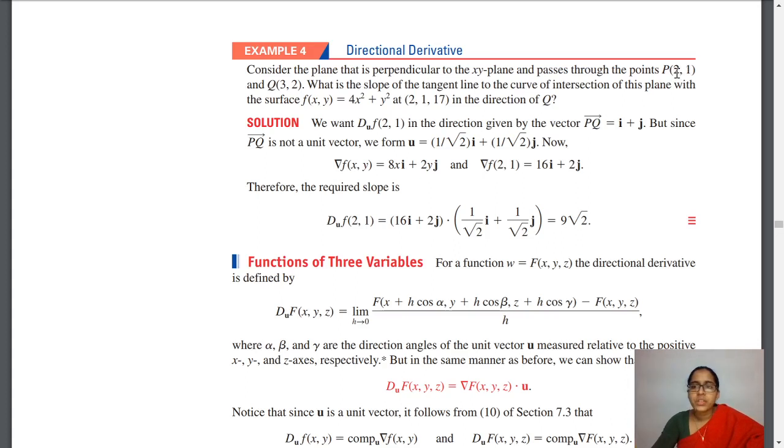What will be PQ? PQ will be the vector. We are given 2 points, 2, 1 and 3, 2. So what will it be? 3 minus 2, 2 minus 1, that is 1, 1. So PQ vector is i plus j. Now note that this PQ vector is not a unit vector. So we have to make it a unit vector.